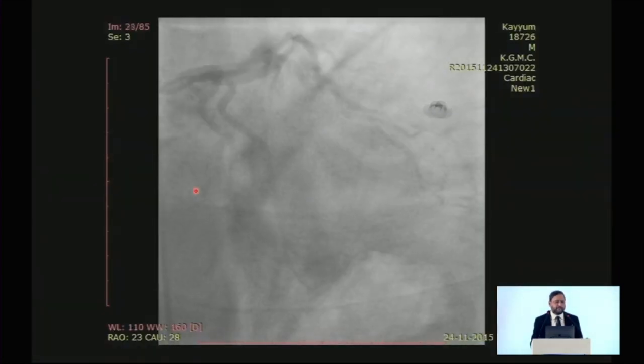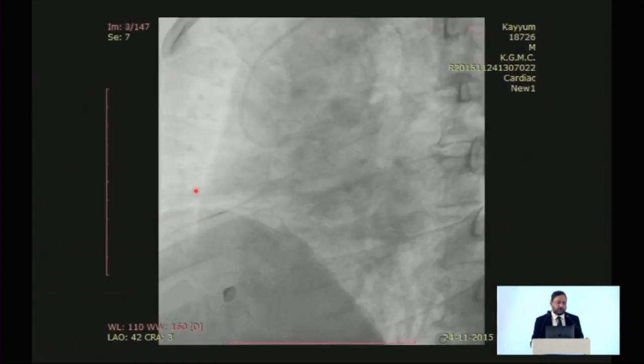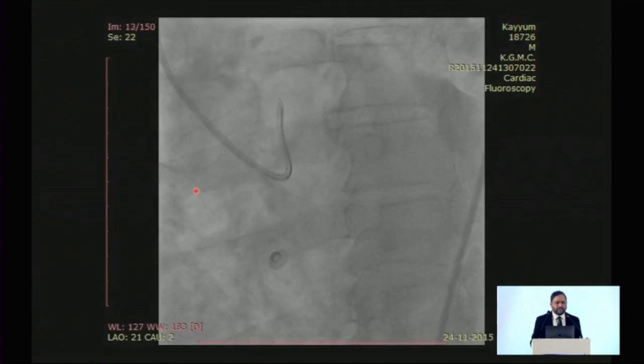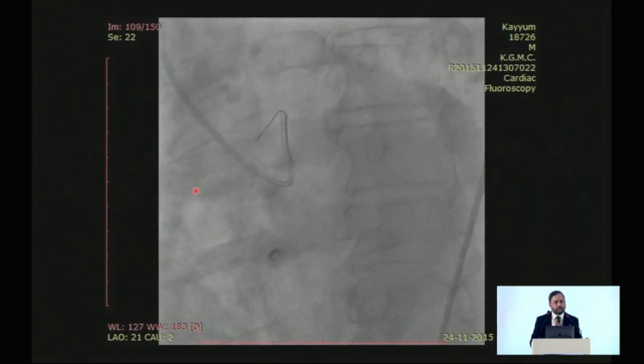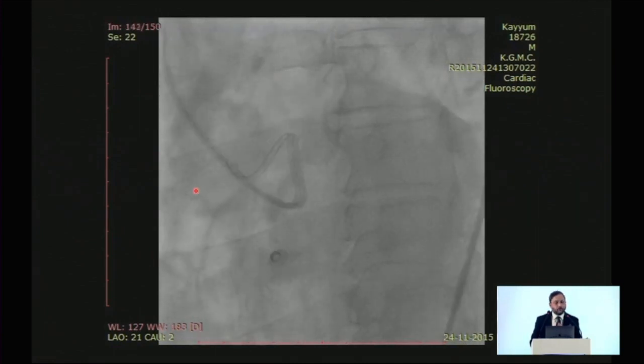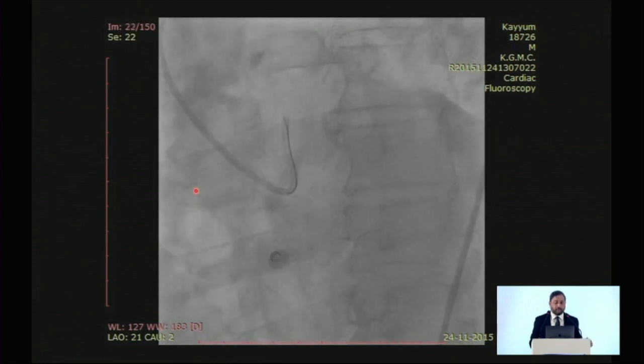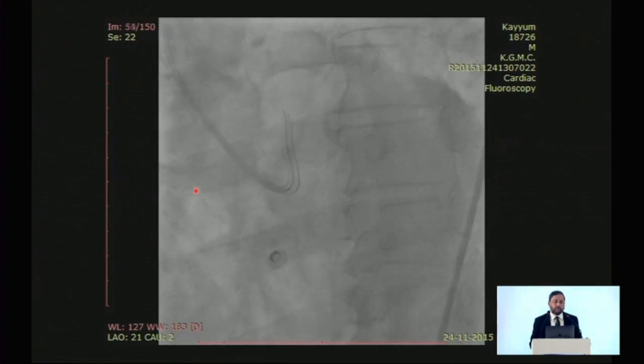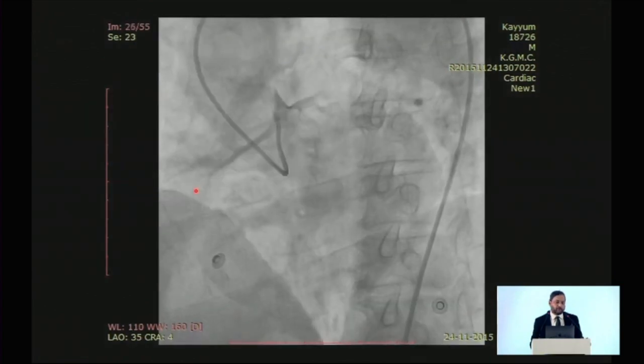Now, this is a case again demonstrating the problems that you encounter with support. You see, you could barely engage the slit-like ostium with the implants, and in a non-selective manner, you manage to make the wire enter the lumen of the coronary arteries, but the support is not there. It kept on throwing back.